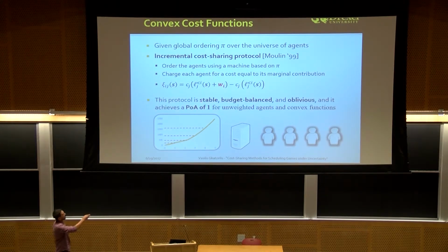And the very nice thing about this is that it's stable, it's budget balanced, and oblivious. You see, it doesn't use any information. So it's really, really simple. It actually achieved a price of anarchy of 1 for unweighted agents and convex functions. One of the open questions, I should mention it now, is whether we can get a good upper bound here for resource-aware. This is one of the open problems. We don't know for convex functions and weighted players whether resource-aware can actually help us here. But this doesn't work for weighted, this specific cost-sharing method.